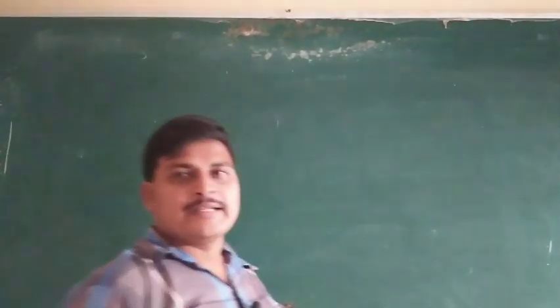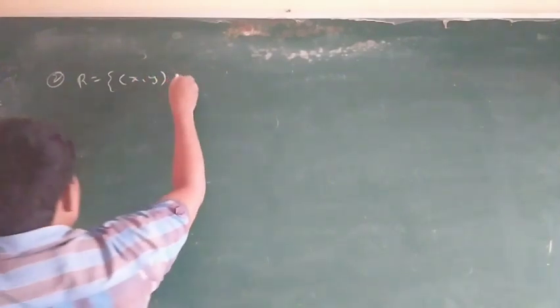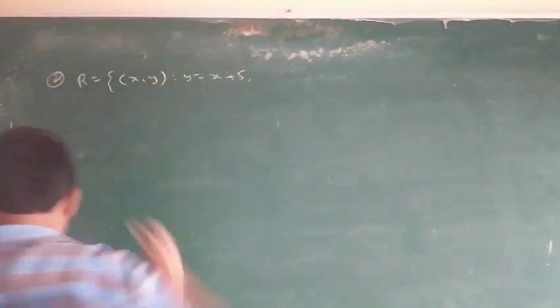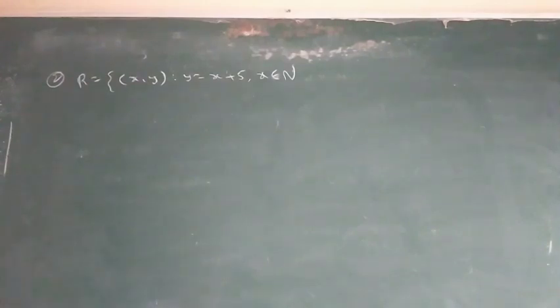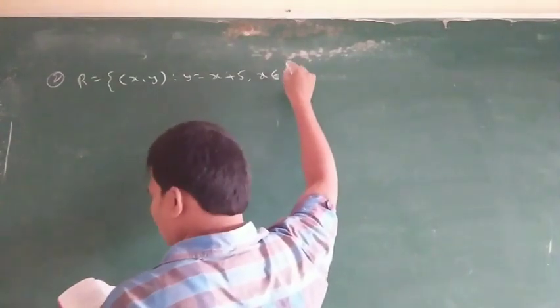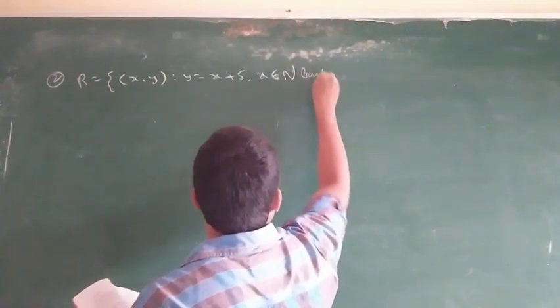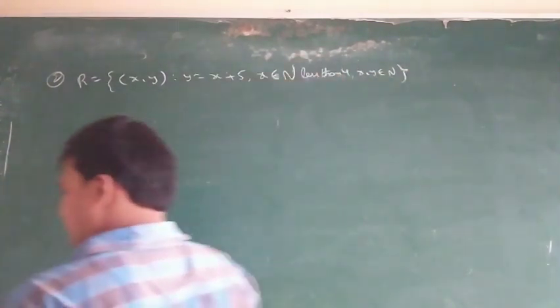Define a relation R on the set N of natural numbers by R is equal to x comma y such that y is equal to x plus 5. x is a natural number, meaning x belongs to N. The natural number set is denoted by capital N. Natural numbers less than 4, and x comma y belongs to N.